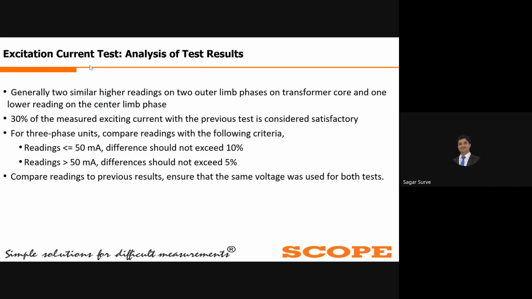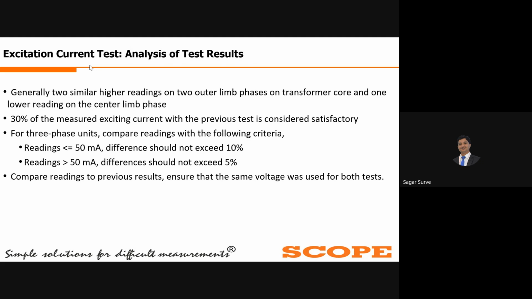But if it is more than 30%, then we need to think of it or do some remedies on that. For three-phase units, compare the reading with the criteria: if the reading is below 50 milliampere, then the difference should not exceed 10%. Or if the reading is above 50 milliampere, then the difference should not exceed 5%.